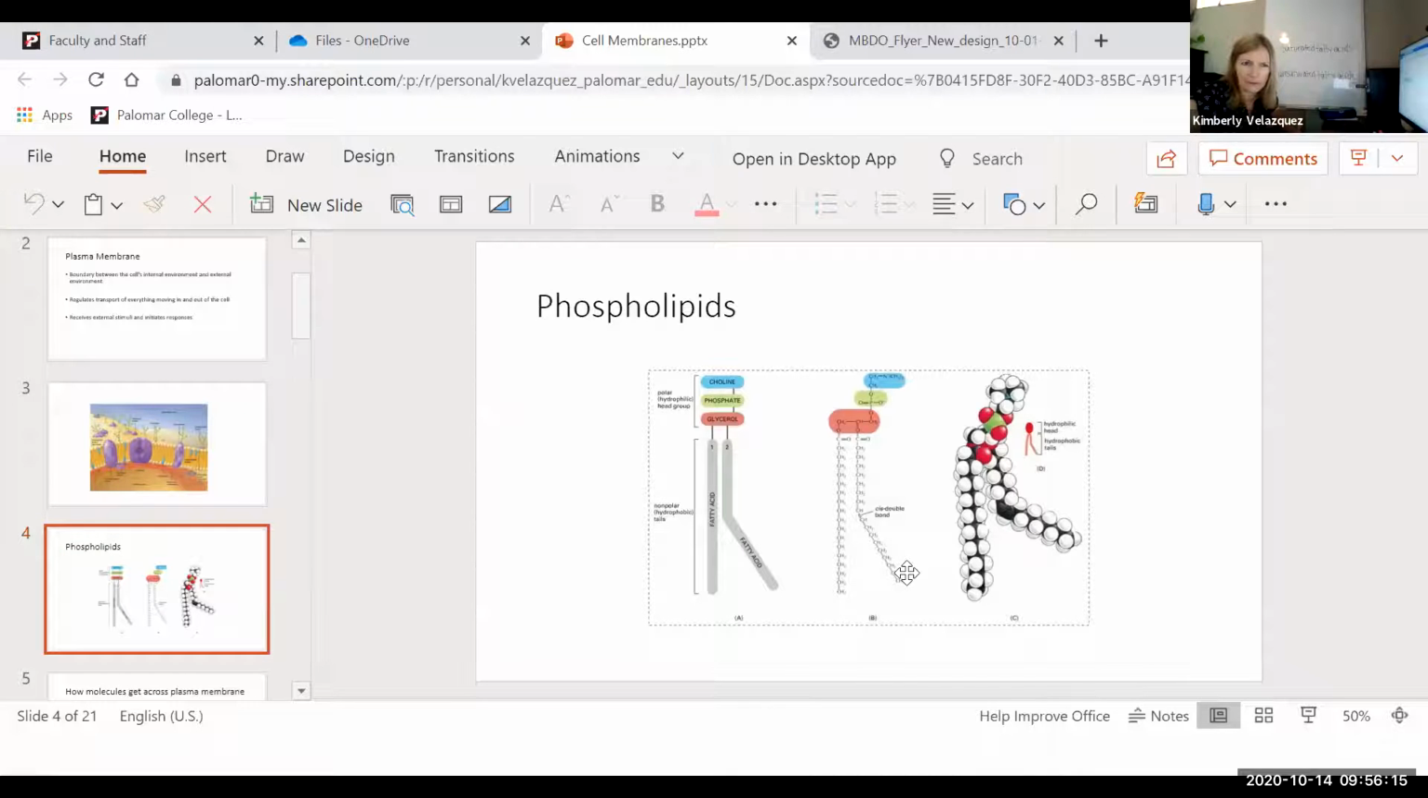One of these is linear, and one of them actually has a bend in the chain, especially if it's in the cis configuration, then we know that it has a bend in the chain.